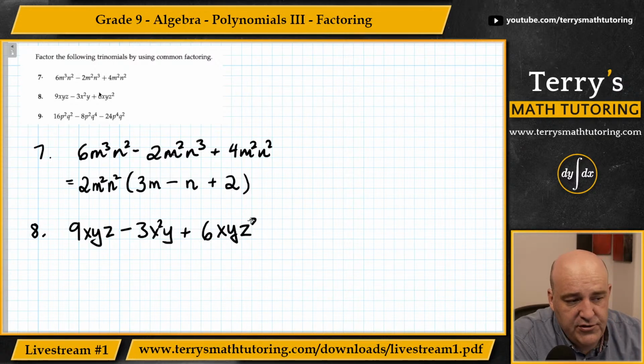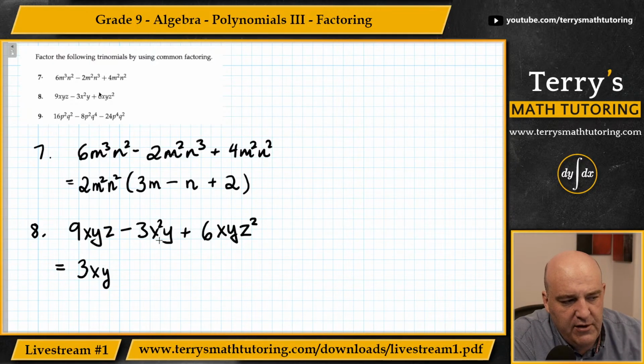So in this one, we actually have 3 variables. With 9, 3, and 6, 3 is common. We have an x in all of these, so we can pull out an x. We have a y to the 1 in all of them. But notice we have a z in this one and this one. We don't have a z there, so we can't pull that out. All right, so we have a 3 here. X and y are pulled out, so there's a z left.